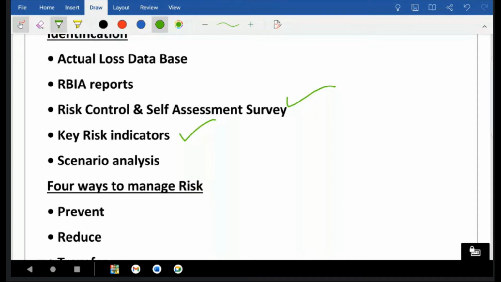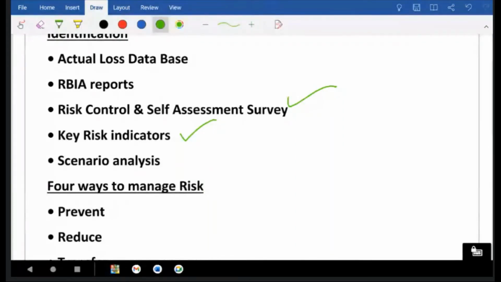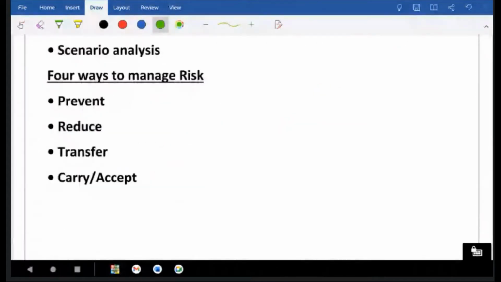Next, four ways to manage. What are the ways you can manage operational risk? Number one, prevent. You have to be very careful so that it just doesn't happen. For example, if there is frequent power failure in your area where your bank is located, you have to be sure that your genset is working properly and serviced frequently, so that power failure is minimized. That means the risk can be avoided. Then prevent and reduce: if you are not able to prevent, you can reduce, meaning minimize. Then transfer: if risk is there, you can transfer it to another party so that the bank is not in loss. And next, carry and accept: you have to accept whatever loss has been incurred.